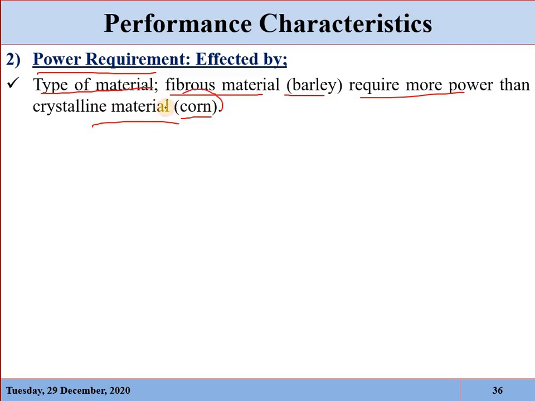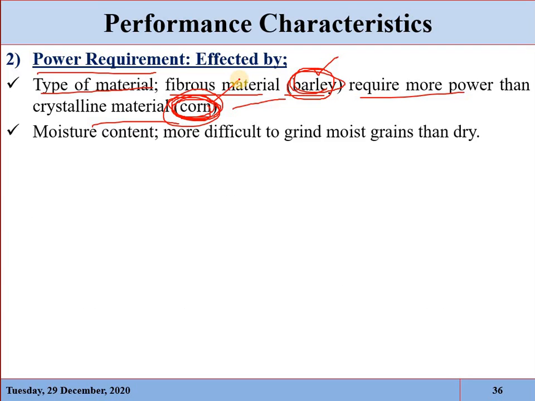Corn is a type of dry agricultural product, and barley is a type of fibrous agricultural product. So if you are reducing the size of these two products to a similar reduction, more power will be required for barley as compared to corn. So we can say that a fibrous product requires more power as compared to a dry product. Moisture content: again, if there is more moisture content in the agricultural product, then it will not be properly reduced as compared to the dry product.